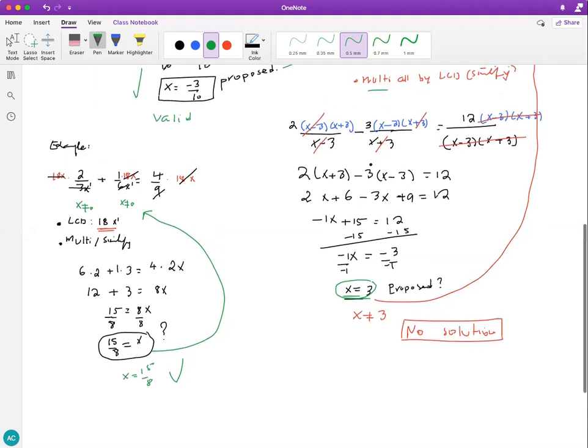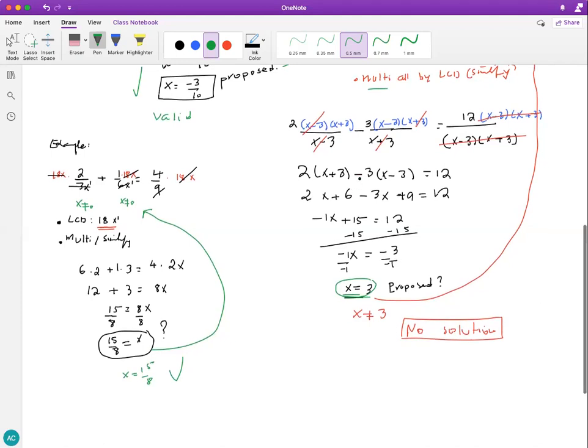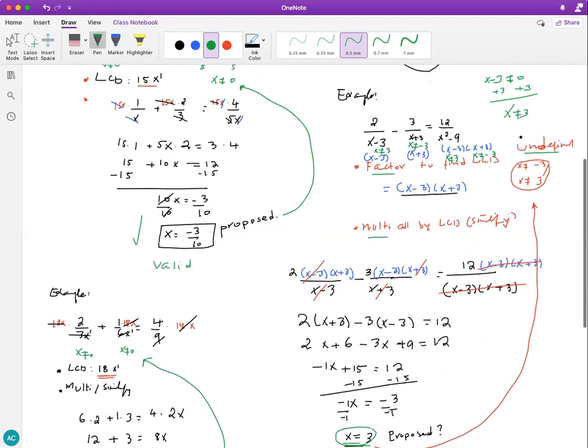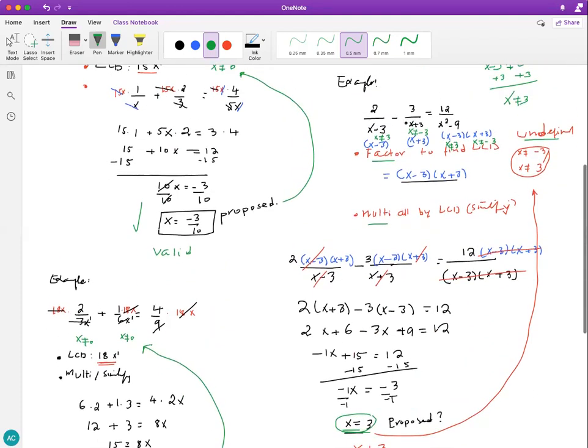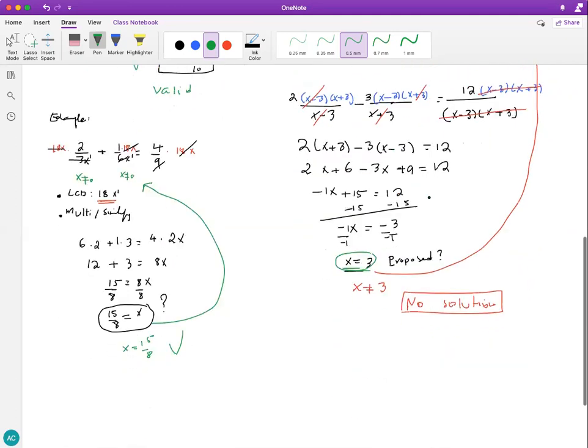Like I said, here logically nothing was wrong. Every step was correct, but the solution was still rejected. Not because it's wrong, but because it's invalid. It's invalid because the value 3 is undefined for this equation. Okay, everybody, does that make sense?